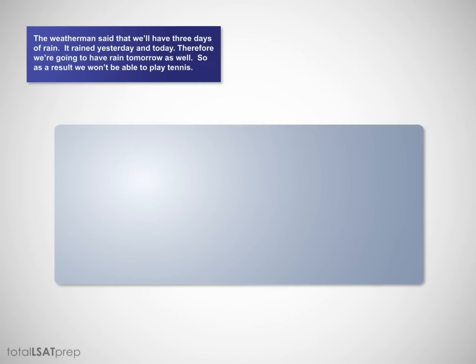Let's take a look at this argument. It says the weatherman said that we'll have 3 days of rain. It rained yesterday and today. Therefore, we're going to have rain tomorrow as well. So as a result, we won't be able to play tennis.